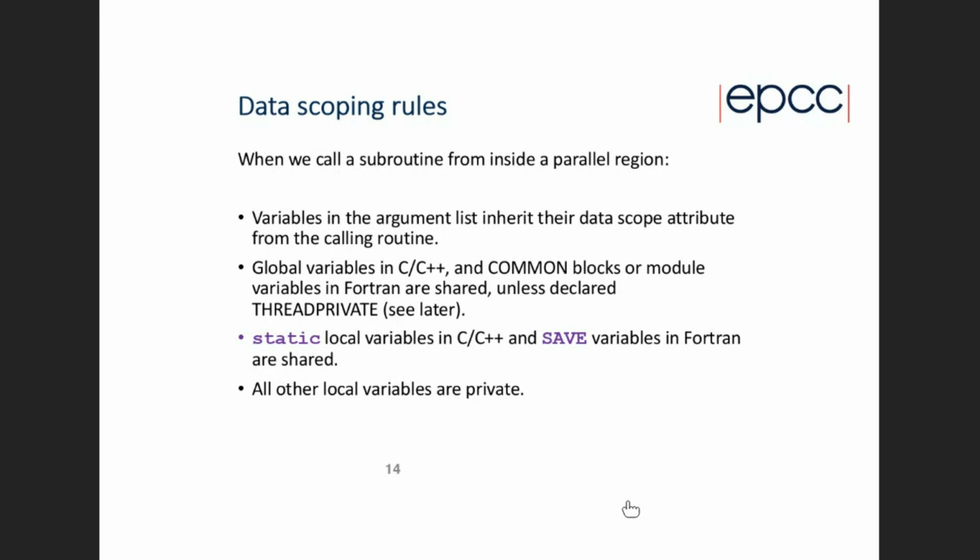Local variables that are declared inside the function or subroutine: if they have the static keyword in C or C++, they are shared. If they have the save attribute in Fortran, then likewise they are shared. But all other local variables are private.